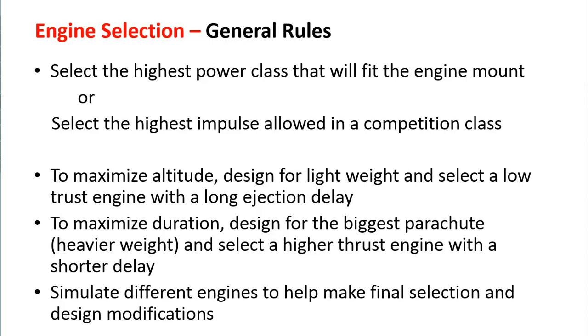Now, if you want to maximize duration, in other words, you're designing a parachute duration rocket, a rocket designed to stay in the air as long as possible, it may be a little different. You're going to want to design for the biggest parachute, which is going to make your rocket heavy. So now you're probably going to be better off to select a high thrust engine with a shorter delay. A duration rocket is not going to go as high as an altitude rocket. The difference is it's going to come down much slower because it has a big parachute in it. So the high thrust, low delay engine is probably a better choice for those designs.